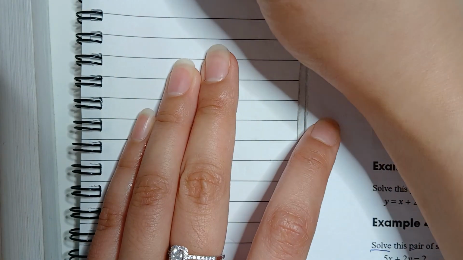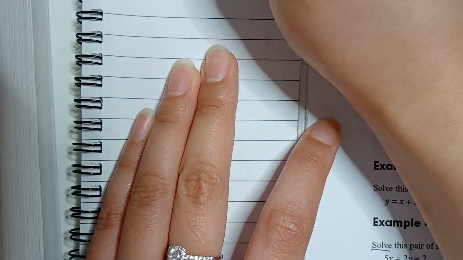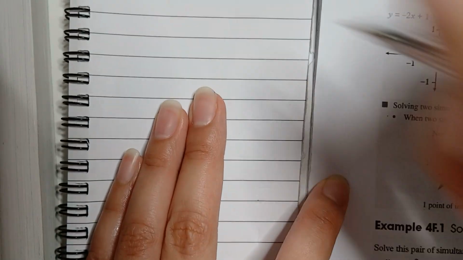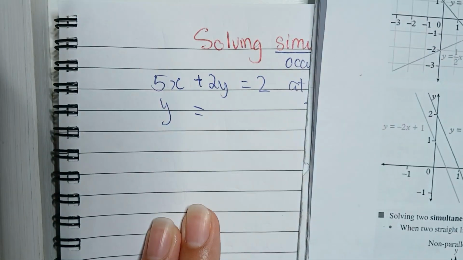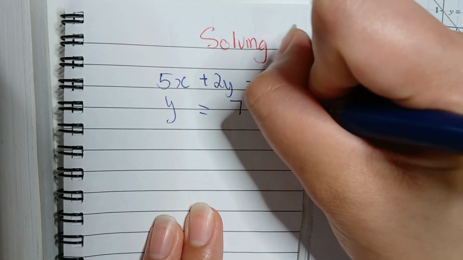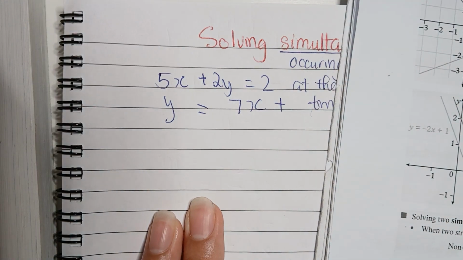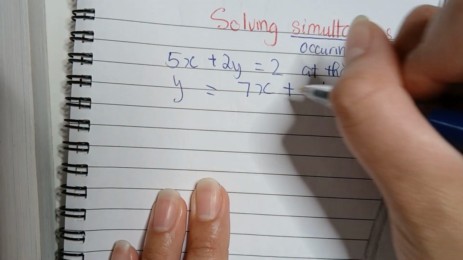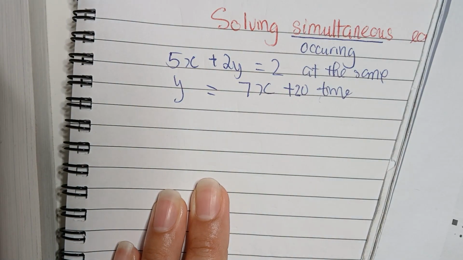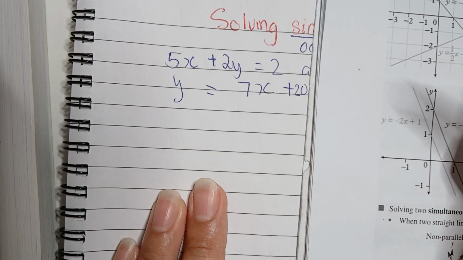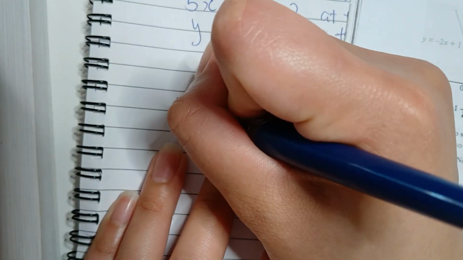Let me just rewrite 5x plus 2y equal to 2, y equal to 7x plus 20. Oh my god, I'm sorry. Alright, I'll rewrite it again.